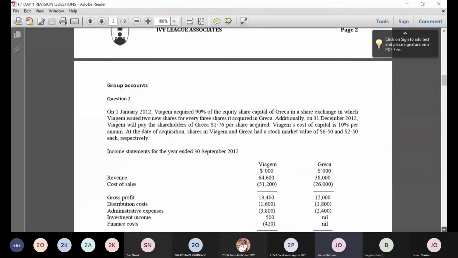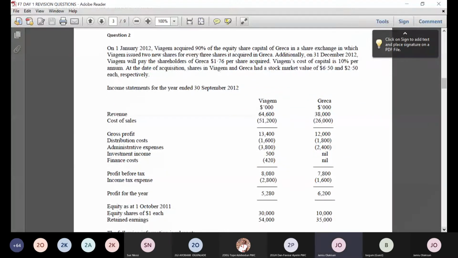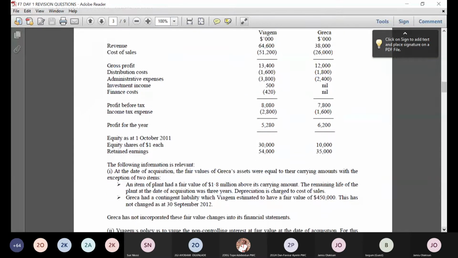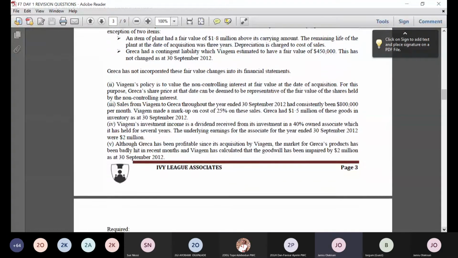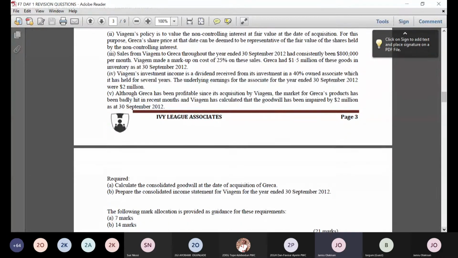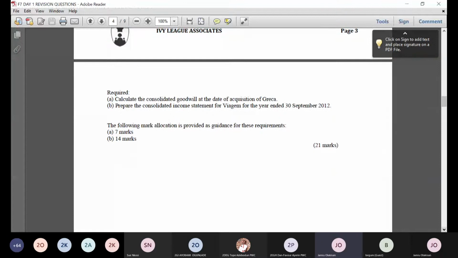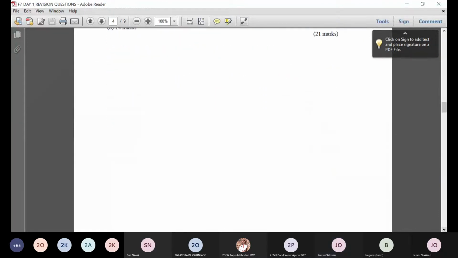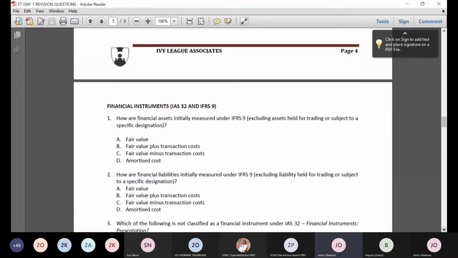This is the question on group accounts. Depending on your time, this may take us time to finish as well, but that time, unfortunately, is not available to be able to do this. This is called a necessary question. That is a necessary question.